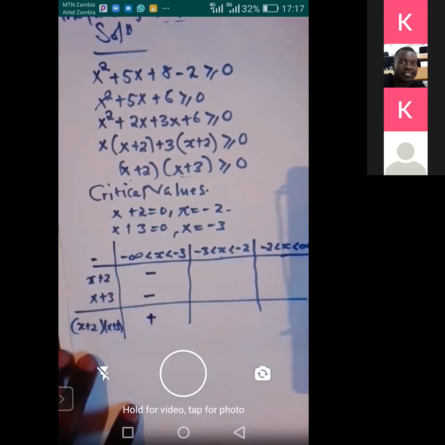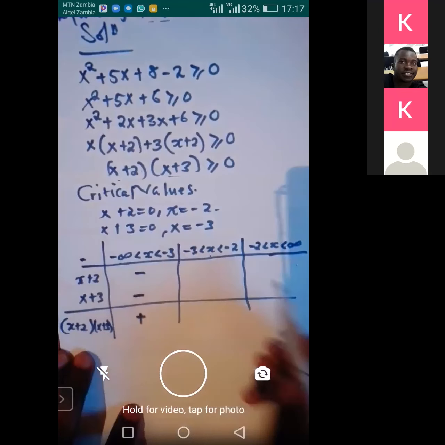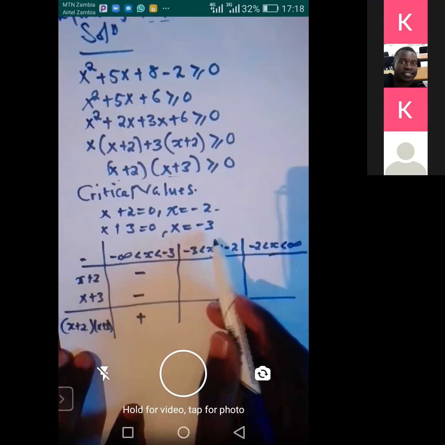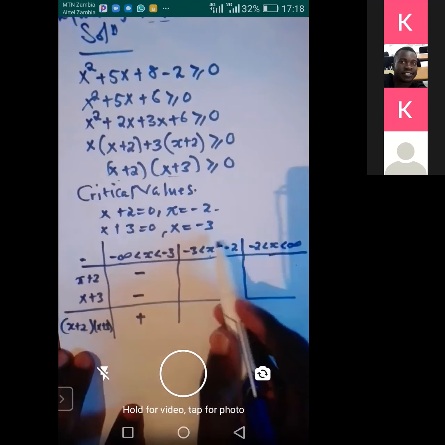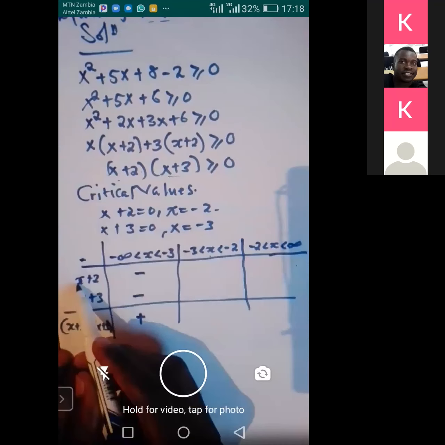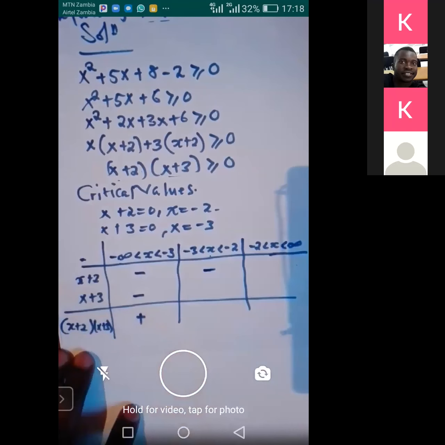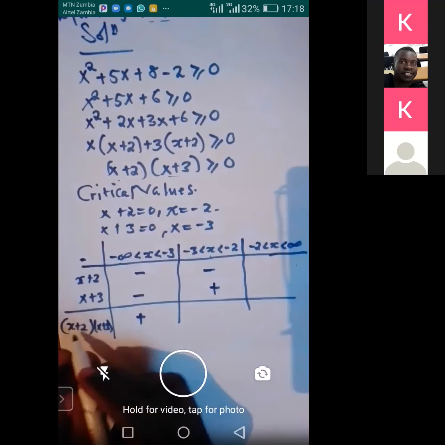Okay, cool. So let's look at this interval now. You pick a test value between -3 and -2. Let's pick, for example, -2.5. So when you pick -2.5 and put it there, you're going to get a negative. And then when you put -2.5 there, you get a positive number. And the negative times positive, you're going to get a negative number.